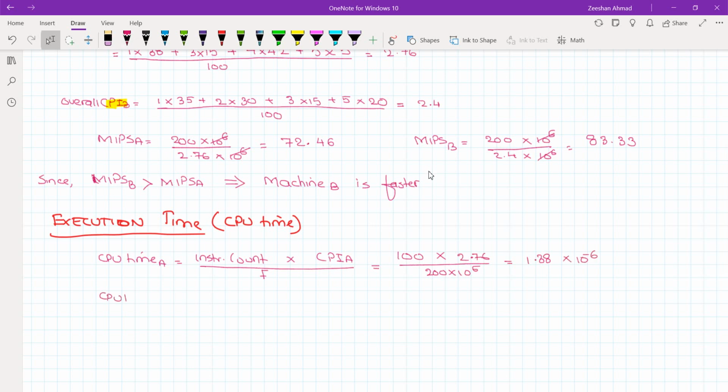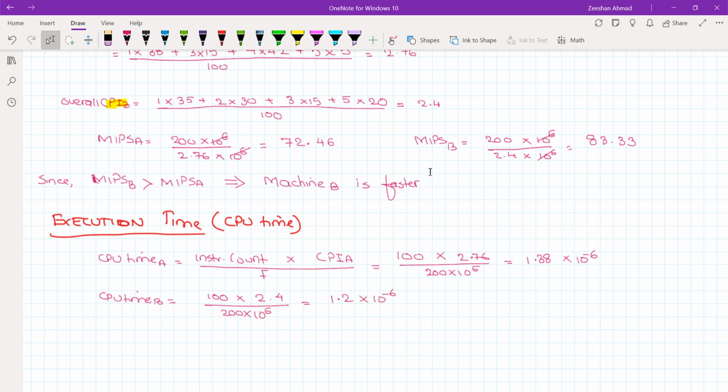Similarly, CPU time of B will be equal to, the instruction count is again 100 because this was the percentage, multiplied by 2.4, which is the CPI of B, divided by the clock rate of 200 megahertz. When you solve it, the value I got is 1.2 into 10 raised to power minus 6.